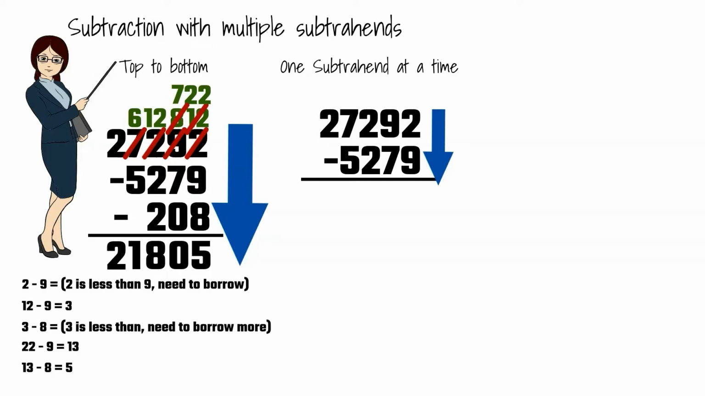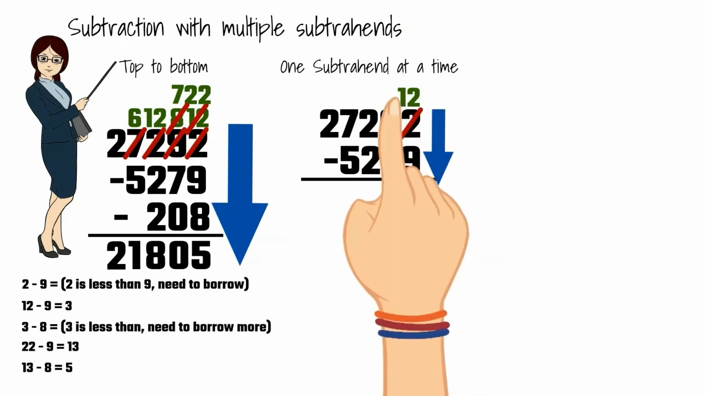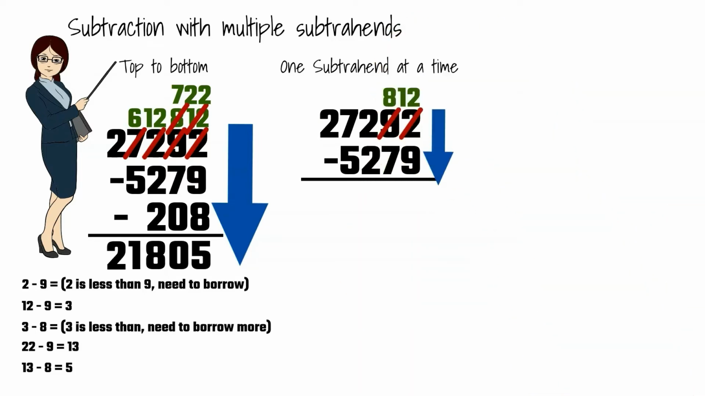27,292 minus 5,279. Again, start with the rightmost digits. 2 minus 9. 2 is less than 9. This means 2 has to borrow from the digit in the next place value. So 2 has to borrow from 9. 2 becomes 12 and 9 becomes 8. Let's again perform the subtraction in the ones place. 12 minus 9 equals 3.